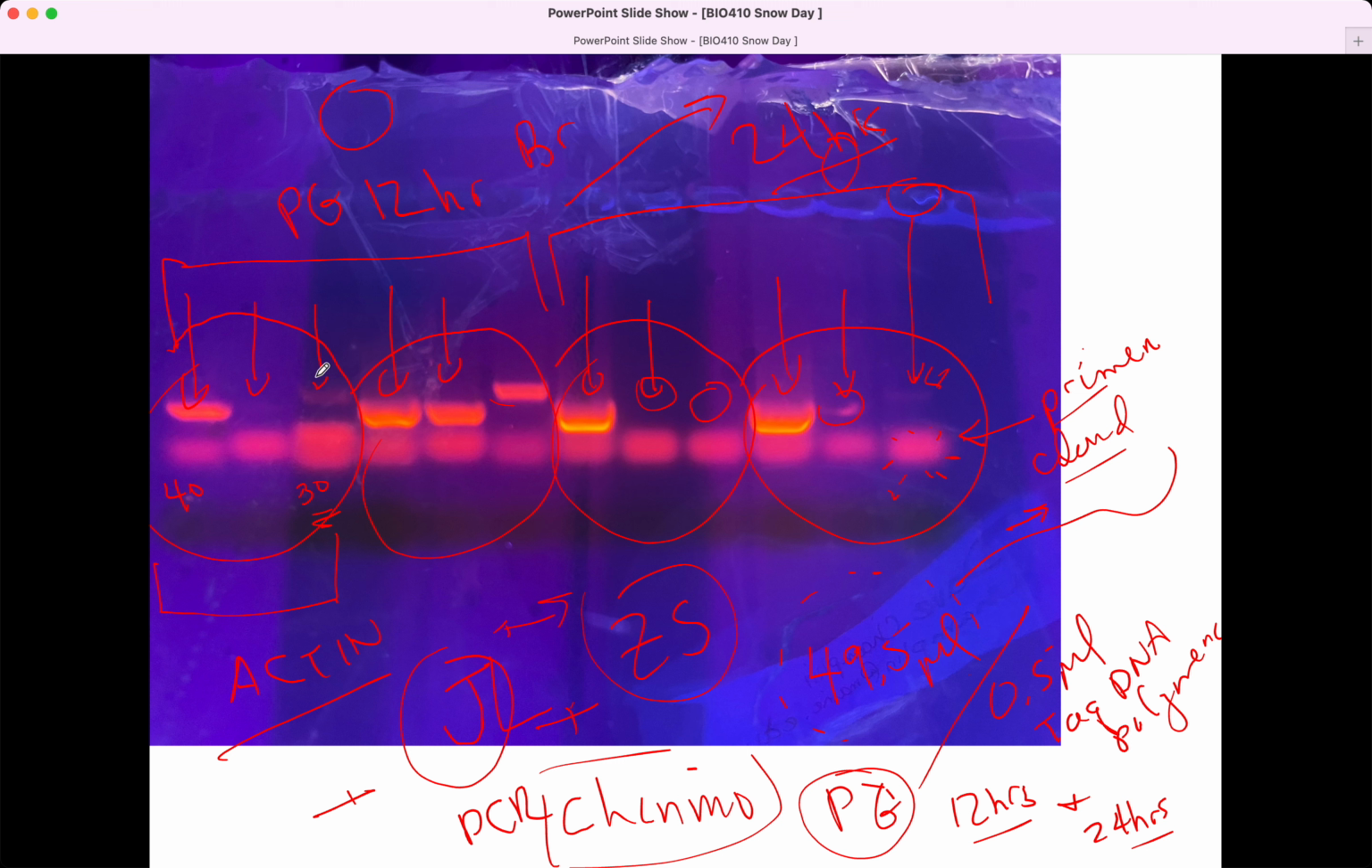And then strong product here, and no product here, and a little product here, and so that's where we're at on that. And I think our results are really significant first results. It looks like, just based on this very preliminary, first time in the world experiment, that Chinmo is likely expressed at 12 hours and down at 24 hours.